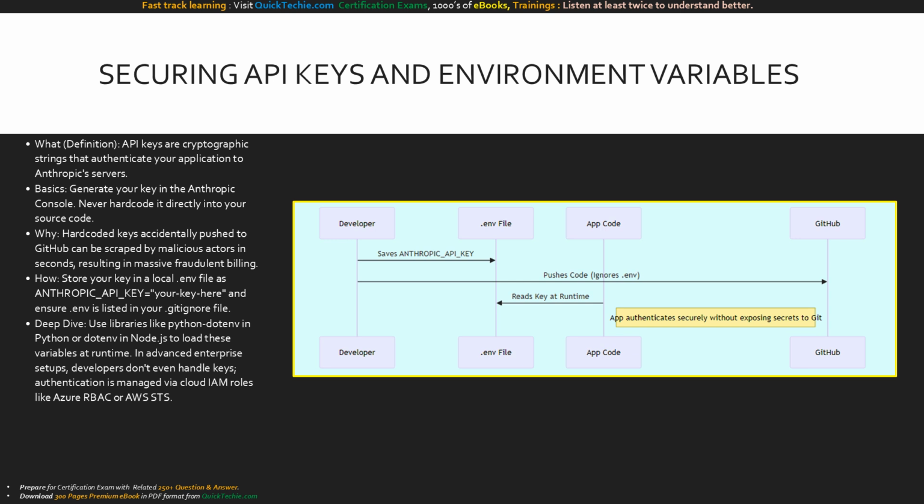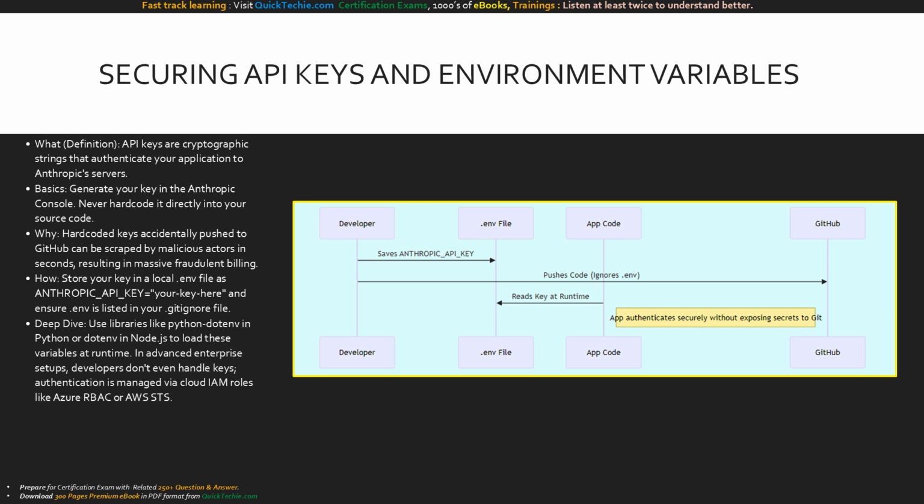Before we write a single line of logic, we must secure the perimeter. Your API key is your credit card. The basics of security dictate that you generate your key in the Anthropic console and keep it fiercely guarded. Why am I stressing this? Because the number one mistake new developers make is hard-coding keys into their scripts. If you push that to GitHub, malicious bots will scrape it and rack up thousands of dollars in charges in minutes.